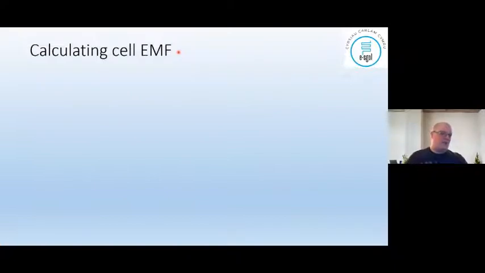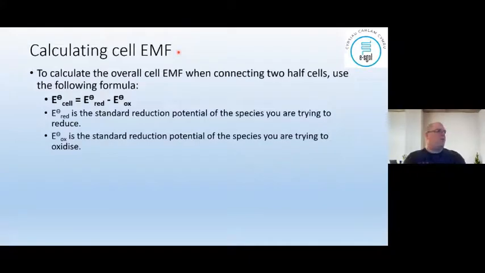So when we connect two half cells together that aren't the standard hydrogen electrode, we can work out the expected cell EMF. To calculate the cell EMF when connecting two half cells, we've got this formula. I apologize, the standard symbol isn't quite right, but I don't have access to it on PowerPoint. We take the standard reduction potential of the species you're trying to reduce, and then we subtract the standard reduction potential of the species you're trying to oxidize.